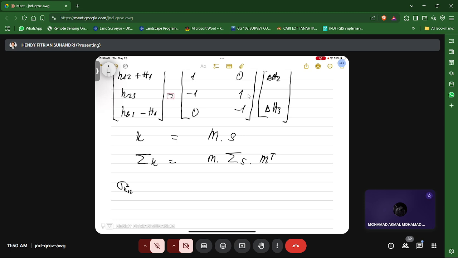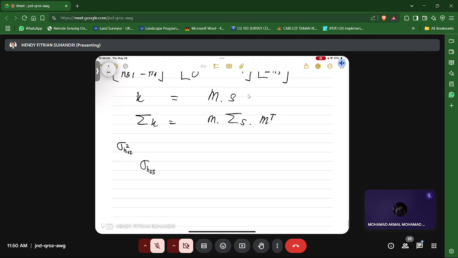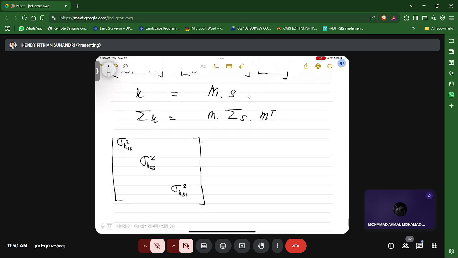Okay. Kemudian ini adalah beza tinggi untuk 23, H23. Ini bukan covariance tapi ini adalah notasi untuk beza tinggi H12, H23 dan beza tinggi untuk H31. Square, kerana dia adalah variance. Untuk covariance dia adalah hubungan antara beza tinggi 12 dan beza tinggi 23. Ni.